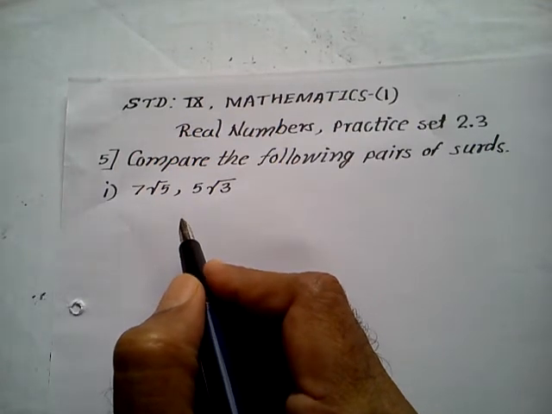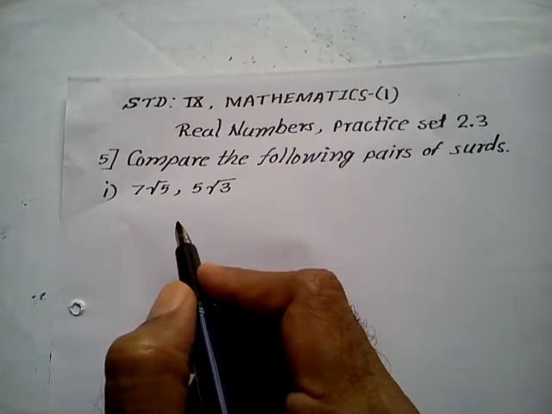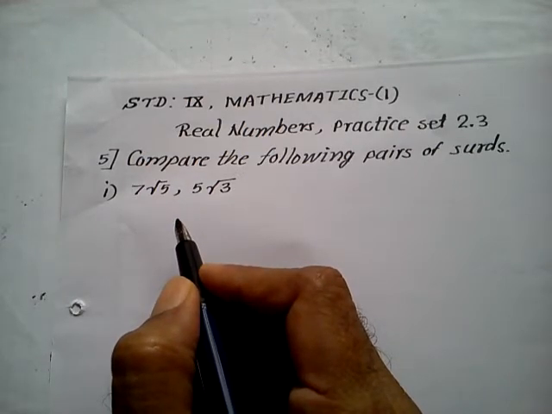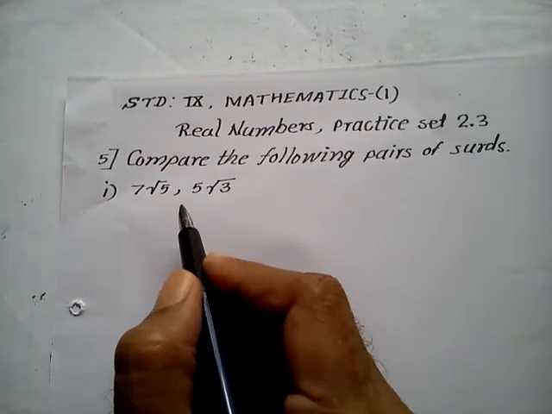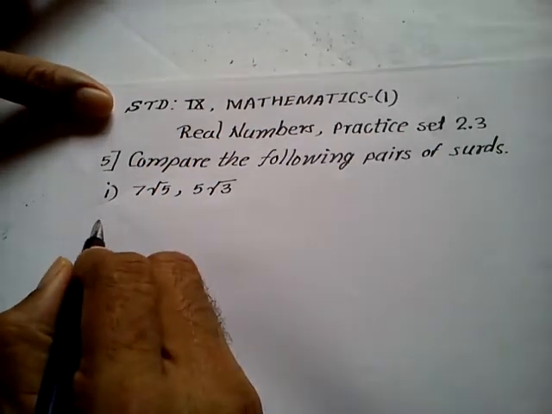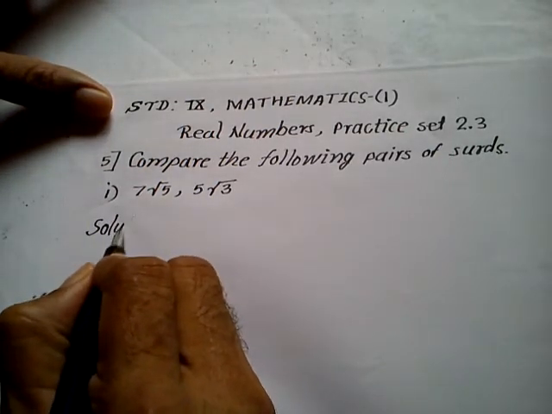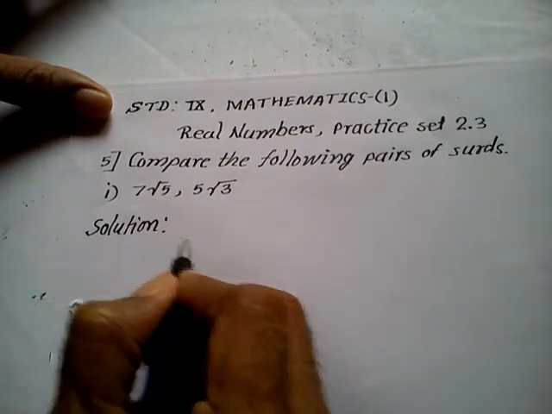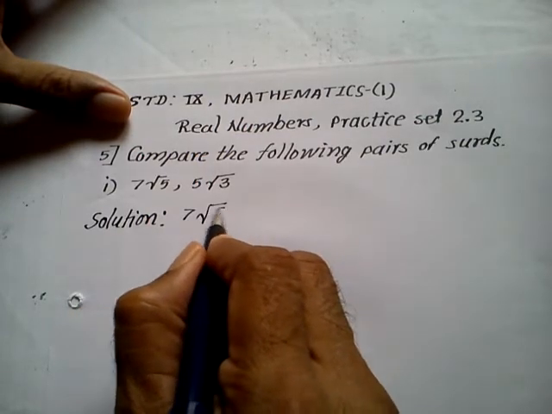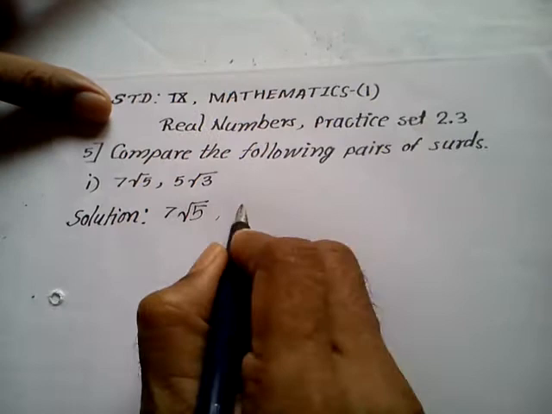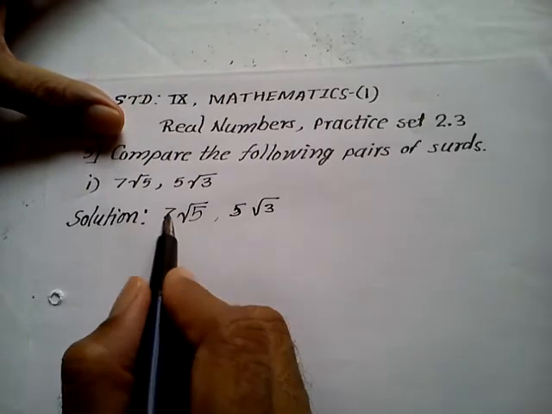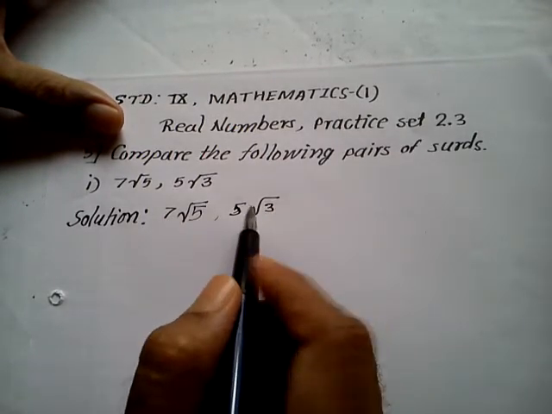For comparison, the order should be same and radicand should be same. Then we can say the surds are equal. Compare the following surds. Solution. In the first example, we have given to us 7 root 5 and 5 root 3. How to compare? See here. We cannot compare by observing.